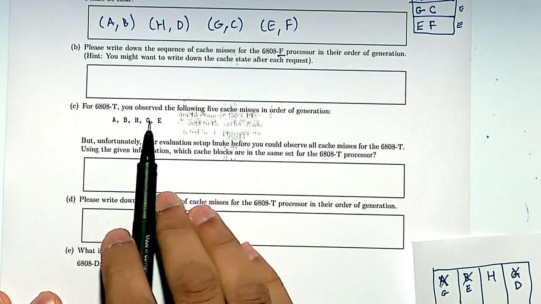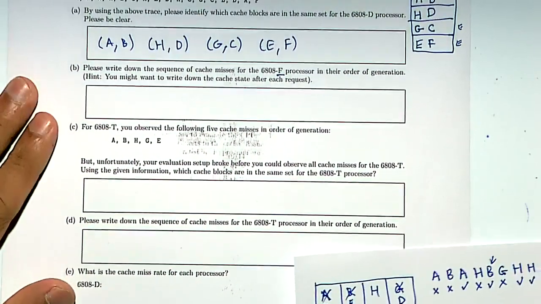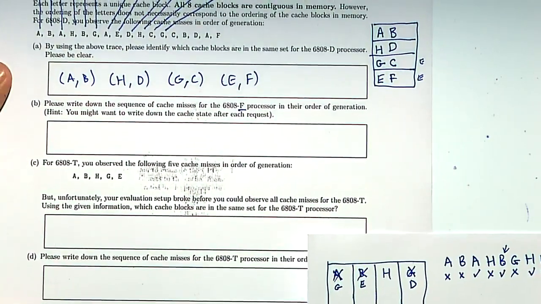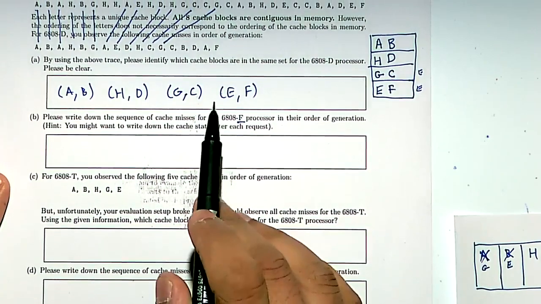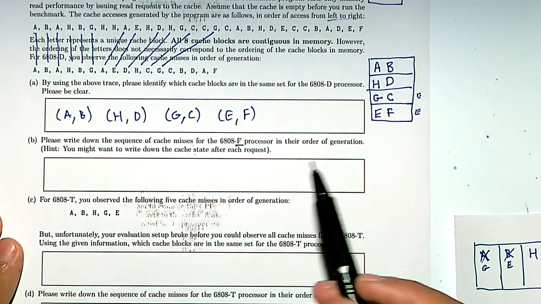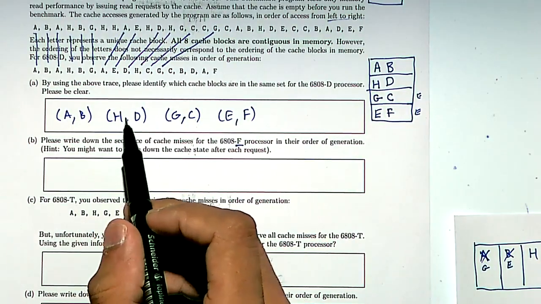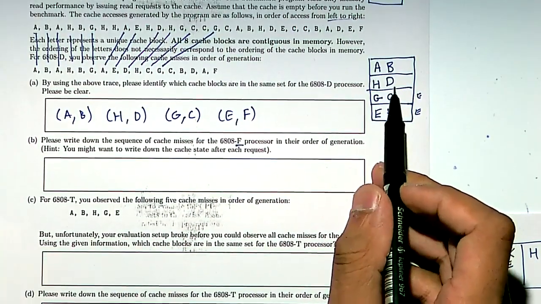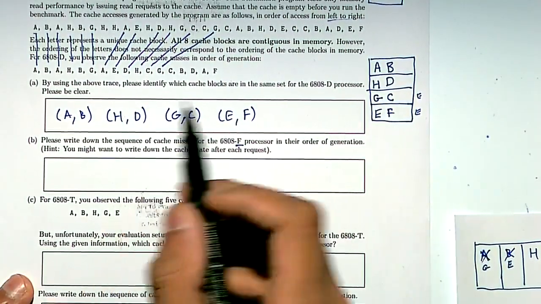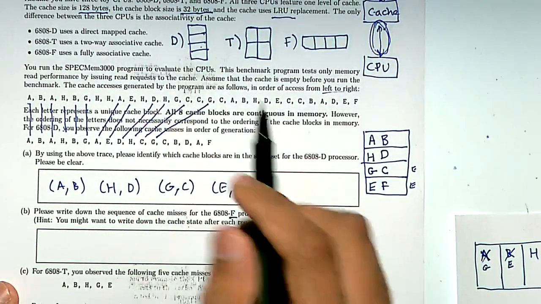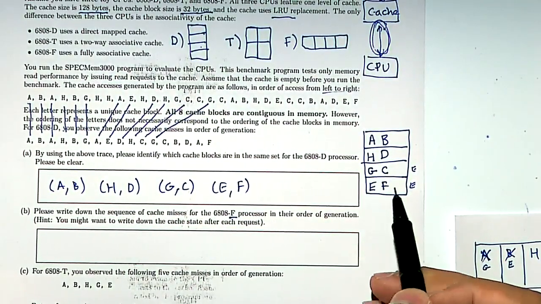So now we have very little information to go off of, but we have to reconstruct what's in this cache. We actually have some information from the previous part as well, because we know that these pairings already map to the same cache sets for the direct mapped cache. So A, B, H, D, G, C, and E, F.